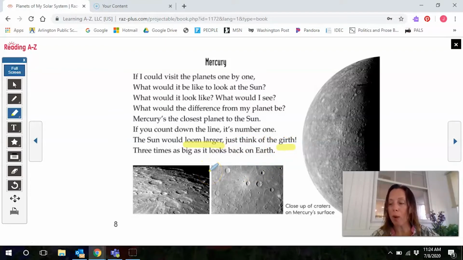So as we go back, think about what might be the meaning of these words. And let's see if there's any clues in the poem. Here we go.